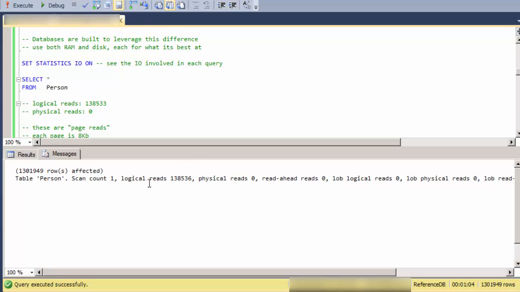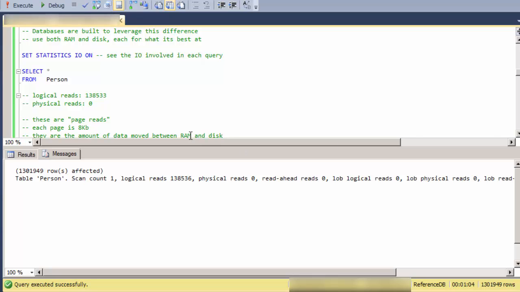I would say the other thing about this is these are page reads. And the reason we're concerned about pages is that pages are the amount of data that move back and forth between disk and RAM. So when the database engine needs some data, it goes to disk for it, and it will read it 8 kilobytes at a time. So regardless of whether you need only one byte off of a page, it'll get the entire page. So all of these are logical page reads and physical page reads.